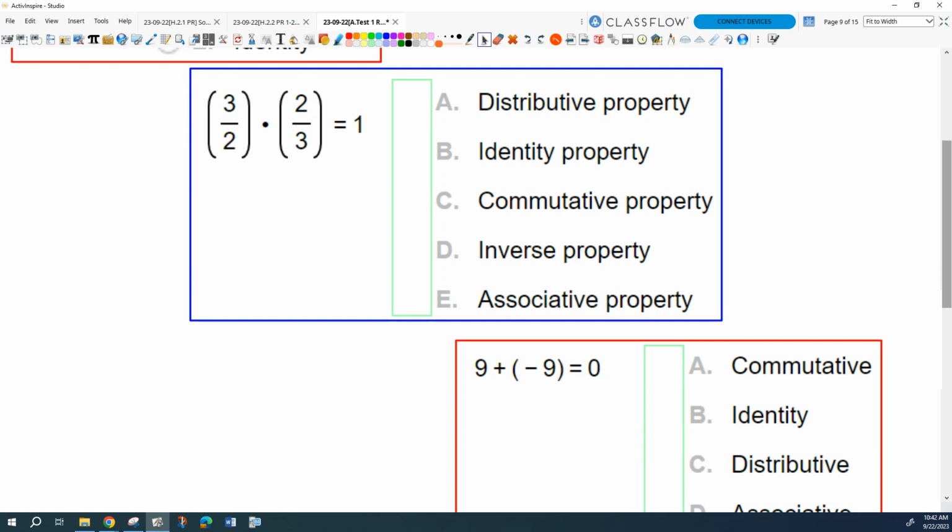The I properties go together, identity and inverse. So the giveaway on this one is that I multiplied 2 things and they multiply to 1, right? So if I multiply 2 things and the product equals 1, that means I've multiplied inverses, reciprocals in this case. For multiplication, inverses are just reciprocals, okay? So which property is this? Inverse property. There you go.